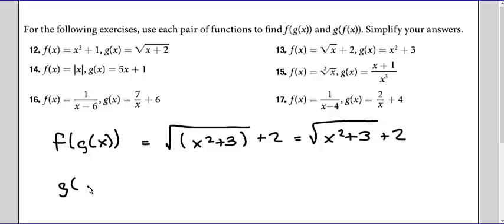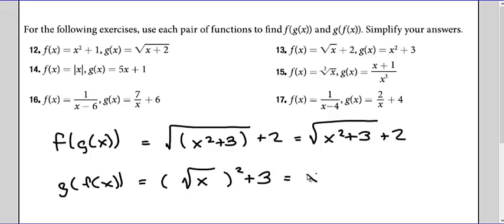And then you have g of f of x. So our g of x function is something squared plus 3, and that something is the square root of x. So you can simplify this. The square root of x squared is x, but you have to specify that x is greater than or equal to 0 so that the original domain of x, when you take the square root of it, is maintained.